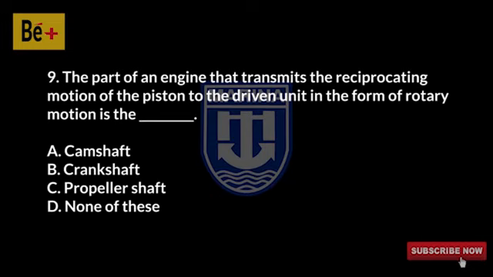The part of an engine that transmits the reciprocating motion of the piston to the driven unit in the form of rotary motion is the A. Camshaft, B. Crankshaft, C. Propeller shaft, D. None of these. The answer is B. Crankshaft.